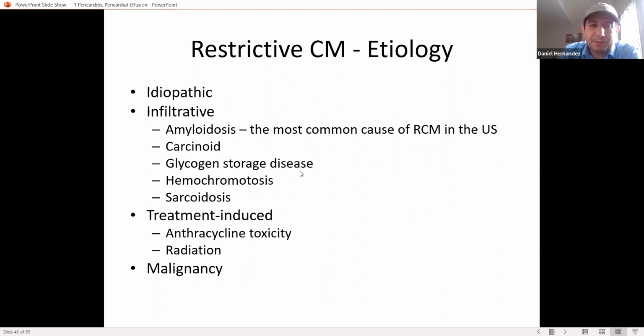And just to recap, remember amyloidosis, our most common cause of restrictive cardiomyopathy in the US. Some other causes: carcinoid syndrome, glycogen storage disease, hemochromatosis, and sarcoidosis. It can also potentially be caused by malignancy or be treatment induced, like from radiation treatment.